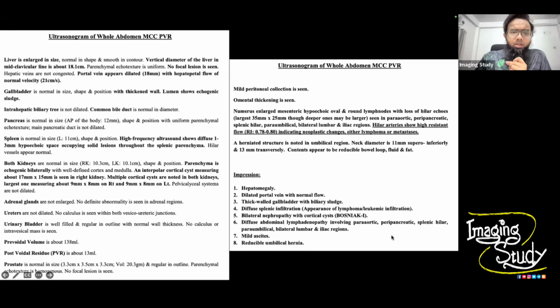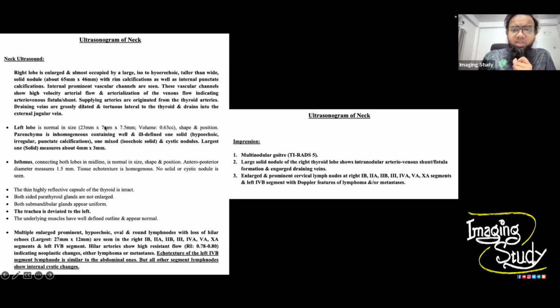reducible umbilical hernia. So if you go for the neck region, there it is easy to say the multinodular goiter, but yeah, this one, the left lobe one, was the notorious thing. And we can see a large nodule on the right lobe, which was showing the arteriovenous fistula formation. And some lymph nodes were showing the cystic appearance, and some showed the lymphoma appearance.